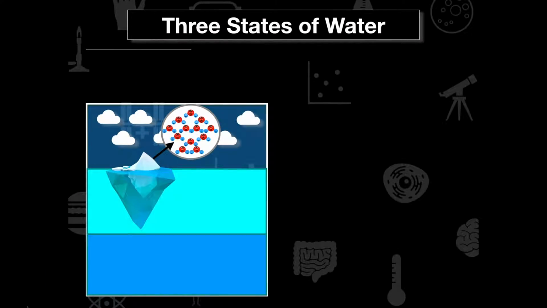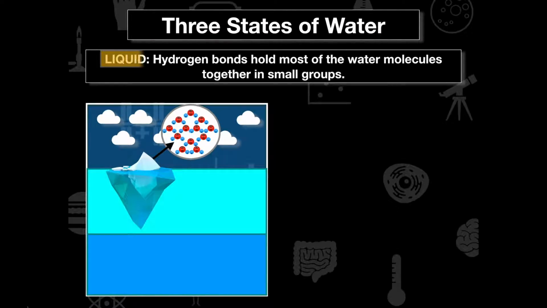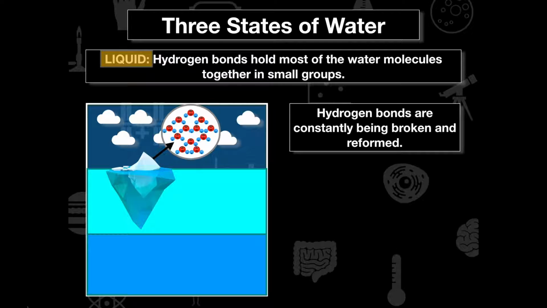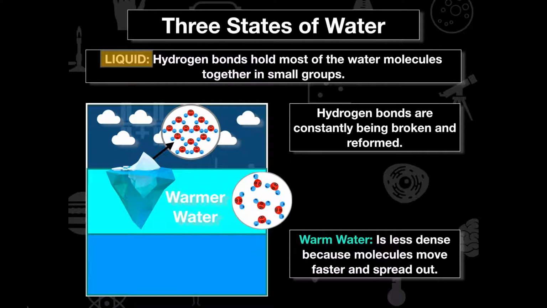Now, the other phase that we're going to have to talk about is liquid water. So this is when hydrogen bonds hold most of the water molecules together in smaller clusters or groups, but it's going to maintain the fluidity of that water. So hydrogen bonds in liquid water are constantly being broken and reformed, which is why the water doesn't hold that solid structure. Now, if we were to go through a water column, warm water is going to be less dense because the molecules are spread out a little bit more, and they're breaking and reforming those bonds a little bit faster.